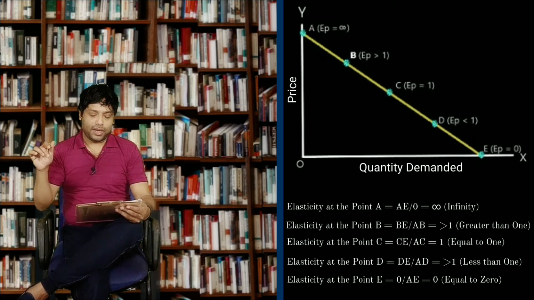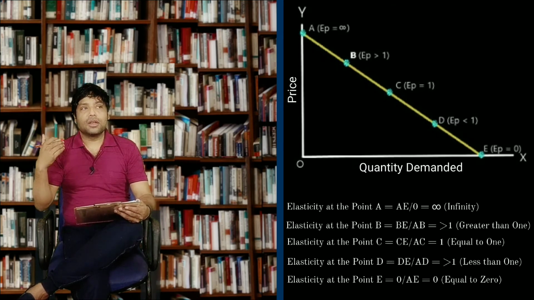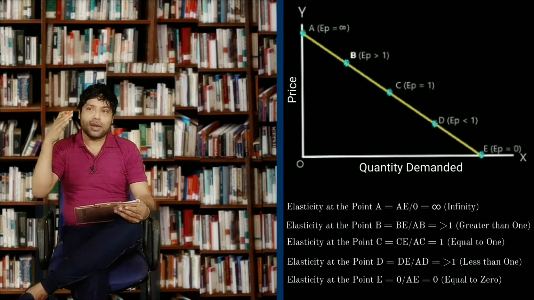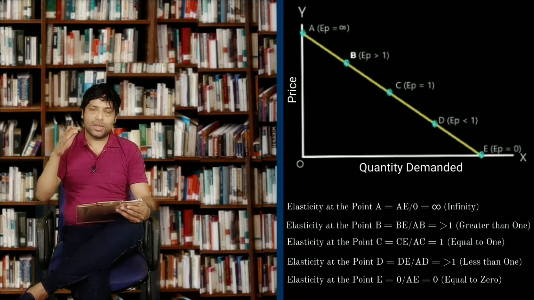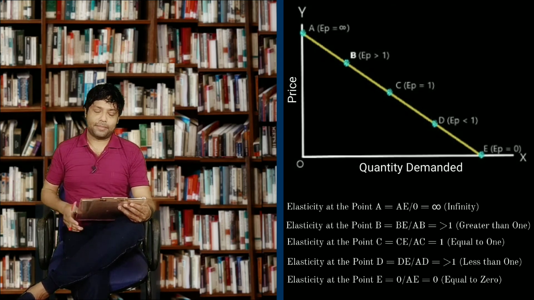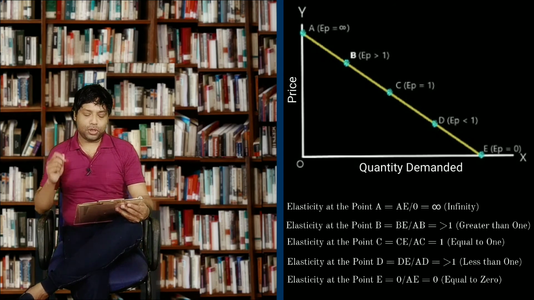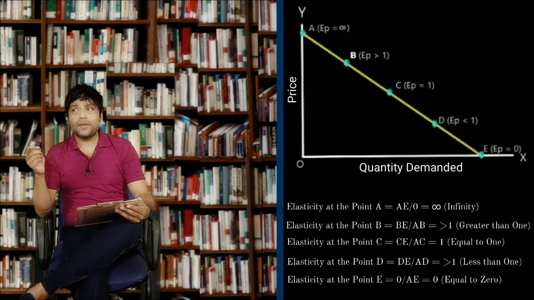Finally we come to point E, and E is exactly on the x-axis. That is why there is no lower segment, and the entire curve is the upper segment. The whole AE portion is the upper segment. So we have written 0 divided by AE. We know that 0 divided by anything is always 0. So elasticity at the point E is 0. In this way, we have been able to calculate the 5 degrees of elasticity value.